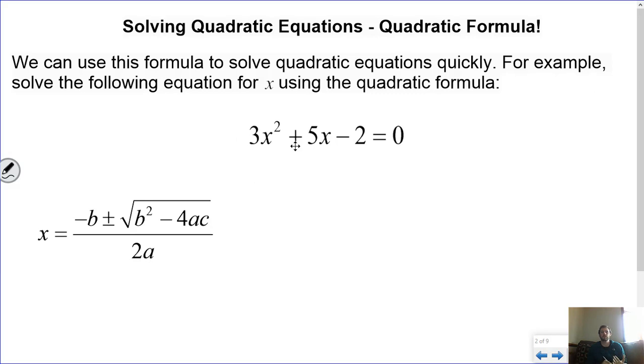So let's take a look at some of these questions. For example, if I wanted to solve this one here, what I can do is plug A, B, and C into my quadratic formula. And here's the thing that a lot of students have a hard time with.